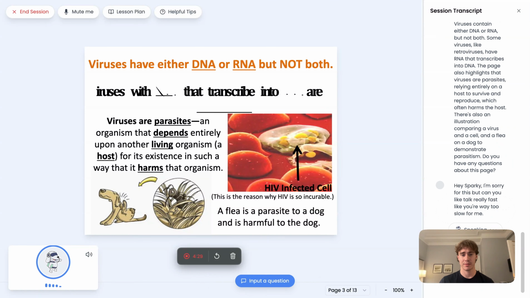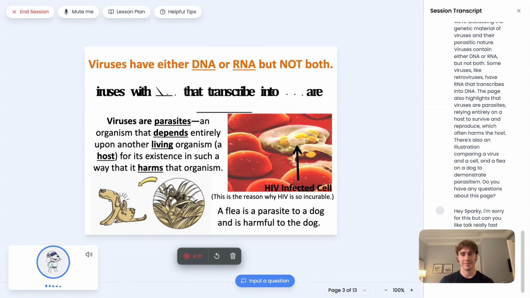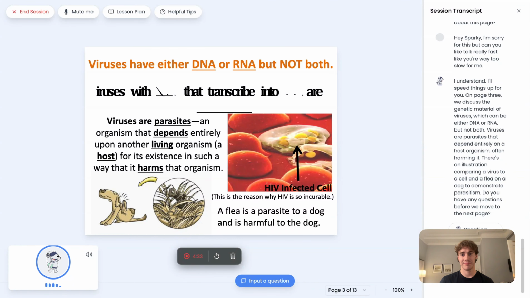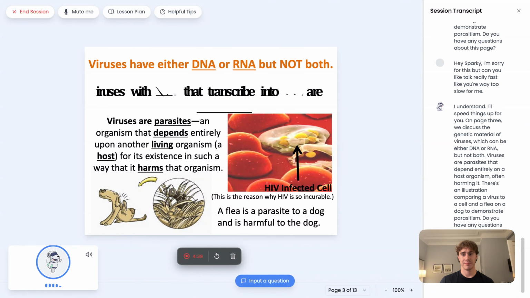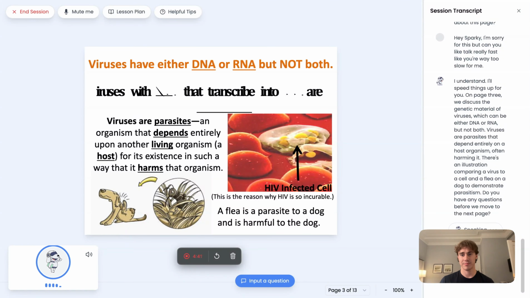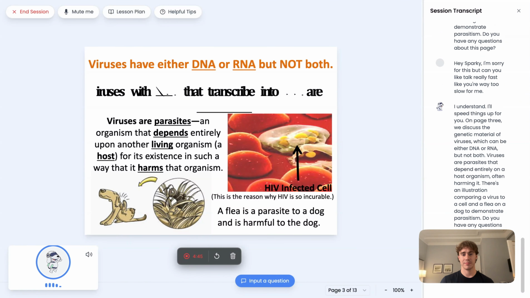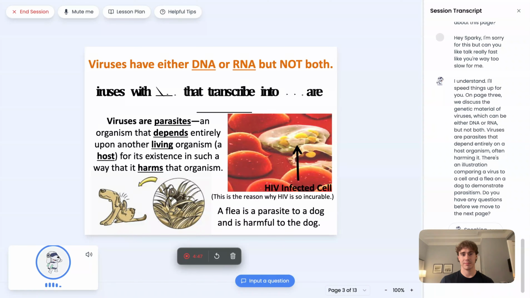I understand. I'll speed things up for you. On page 3, we discuss the genetic material of viruses, which can be either DNA or RNA, but not both. Viruses are parasites that depend entirely on a host organism, often harming it. There's an illustration comparing a virus to a cell and a flea on a dog to demonstrate parasitism. Do you have any questions before we move to the next page?